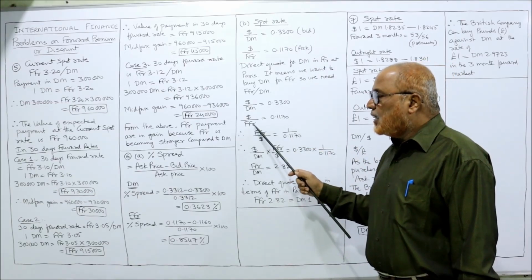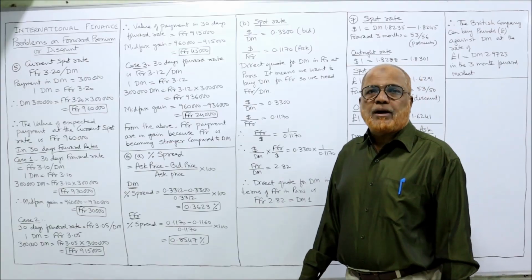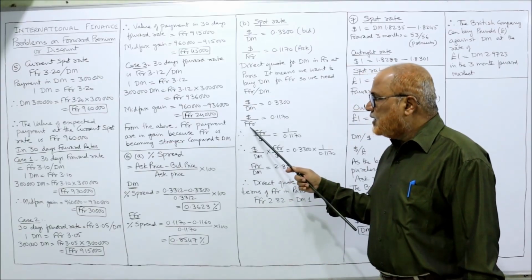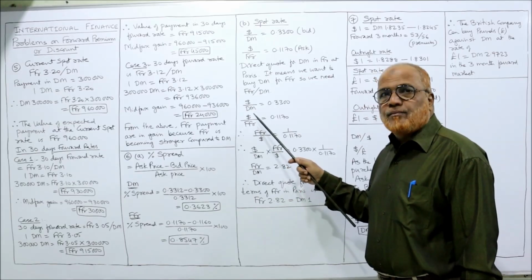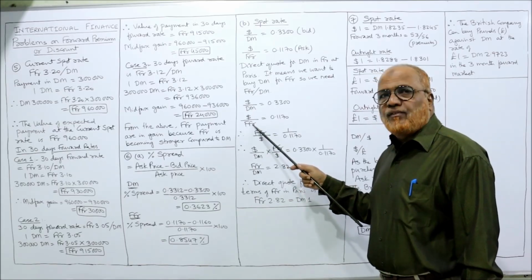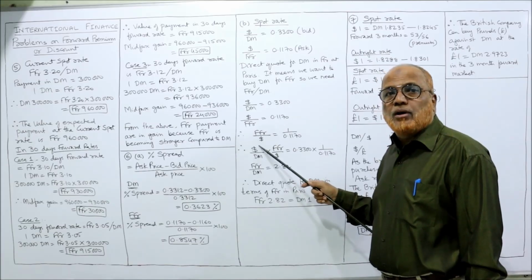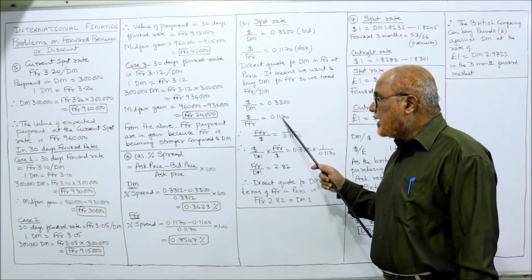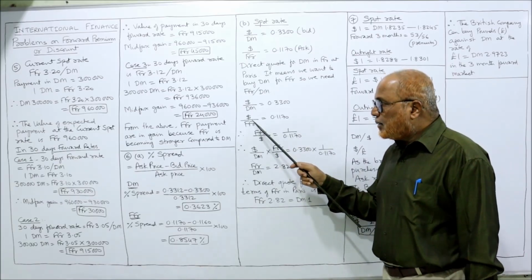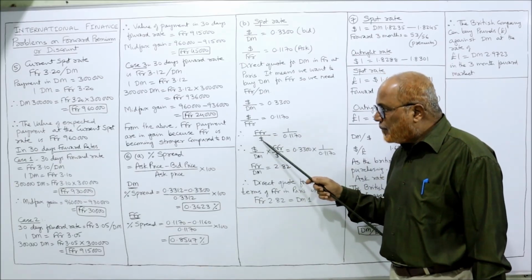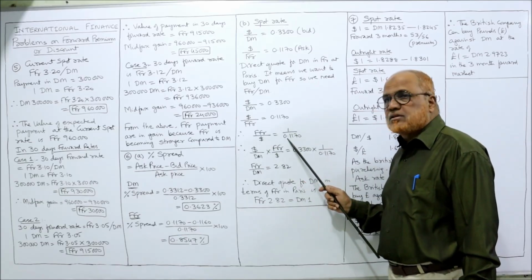Now actually we want FFR per DM. Here FFR is in the denominator, but we need it in the numerator. So we have to inverse. Instead of dollar by FFR, we need FFR by dollar. So we have to inverse 1 divided by 0.1100. See here, dollar by FFR, here FFR by dollar. So we have to inverse it.